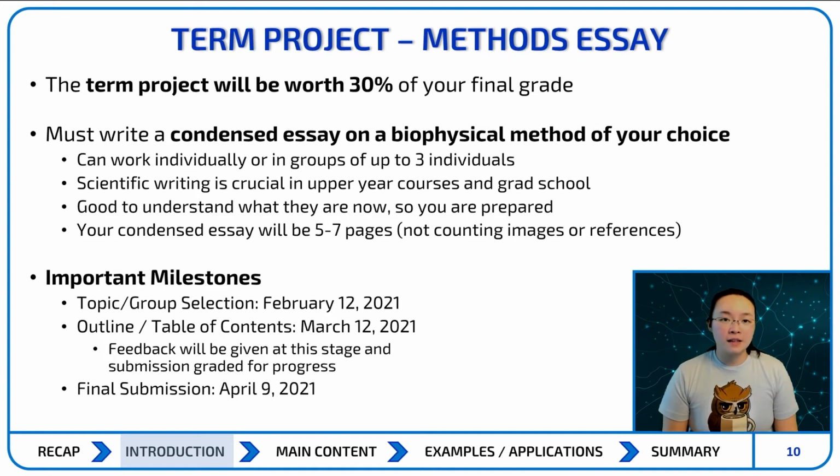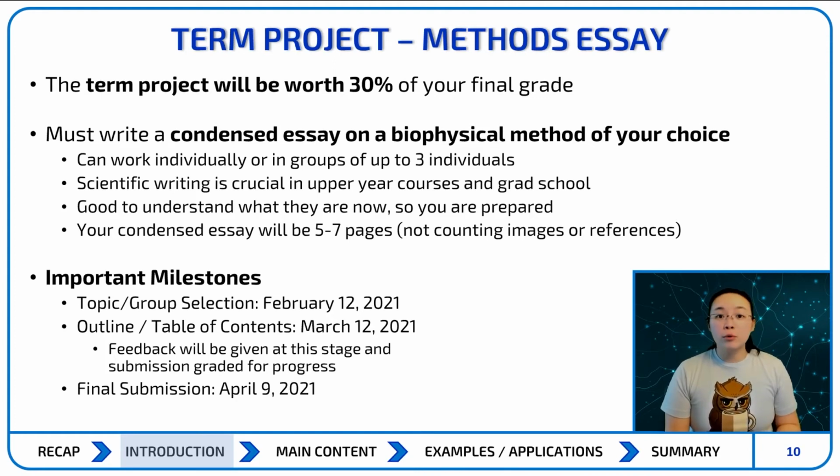Your condensed essay is just going to be 5 to 7 pages, single-spaced, not counting images or references. So it does include mathematical formulations if you include derivations and stuff, but just make sure it's between 5 to 7 pages without images or references.